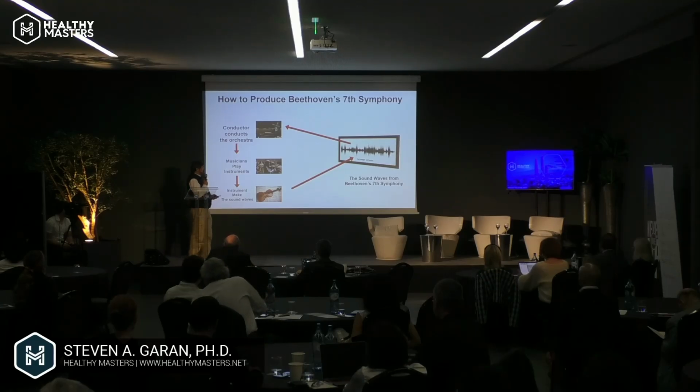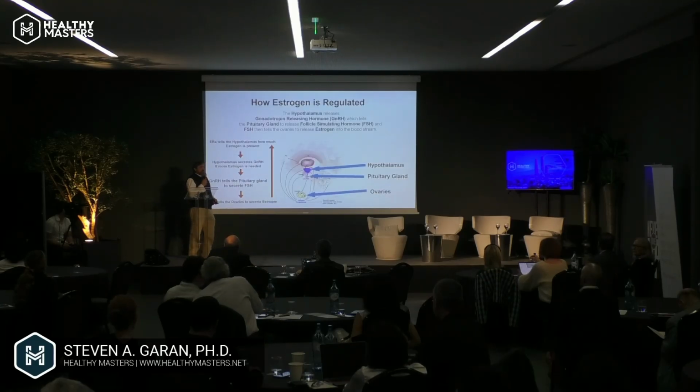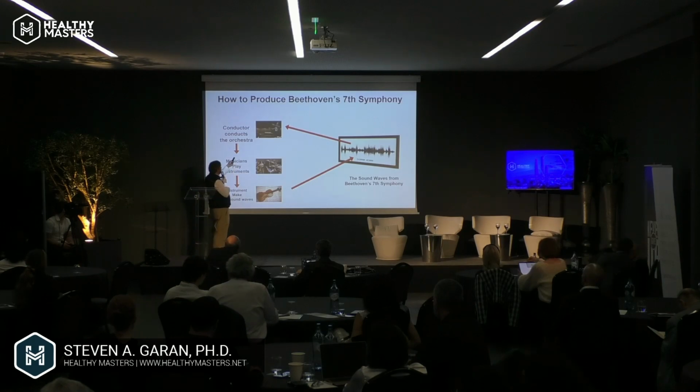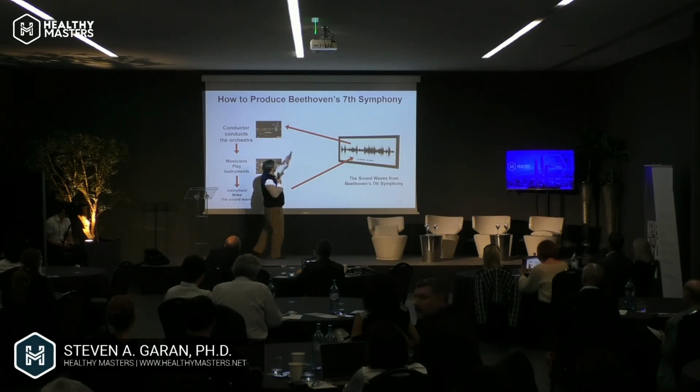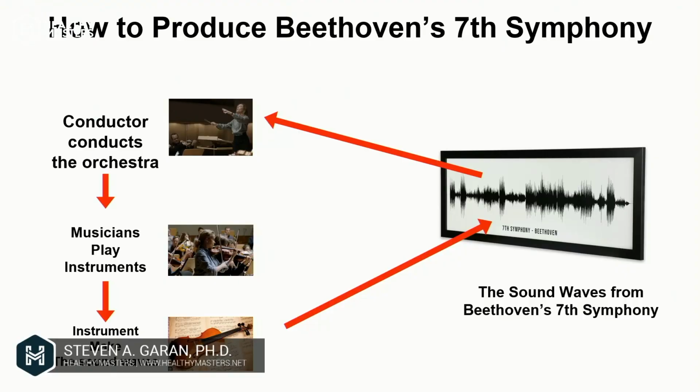Okay, so once again, we just saw how the hypothalamus works, and this is how a symphony works, right? You have the conductor, you have the people playing the instruments, you have the instruments themselves that make the noise, you have the sound, which goes back to the conductor, and it goes around and around and around, okay? And so you get a pattern like that.